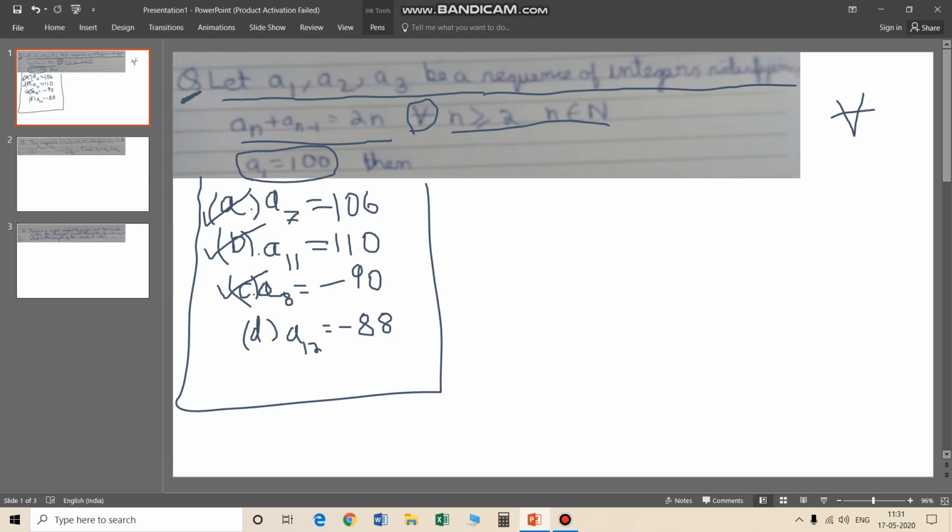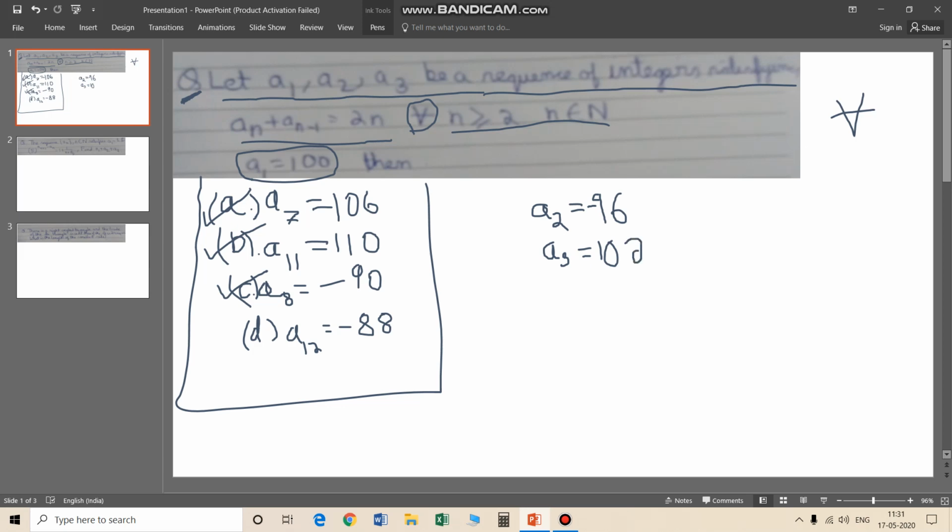First we have to find a2. Don't think that we will go through a2, a3, a4, a5, a6, a7 and then a8, a11, a12. We can't do it like that, but first we have to find a2. a2 is 2 into 2, which is 4, minus 100, which is minus 96. Now a3 will be 6 plus 96, which is 102.